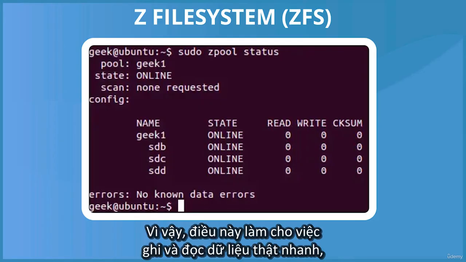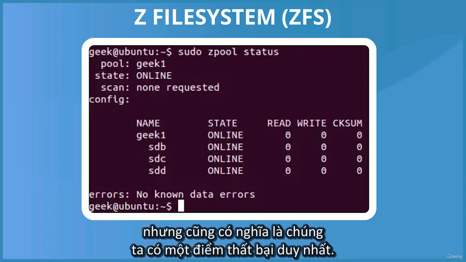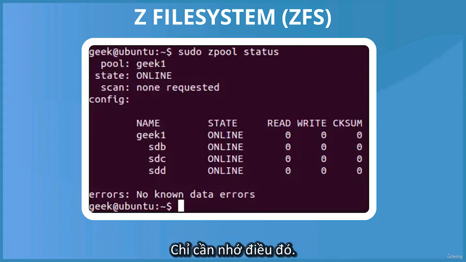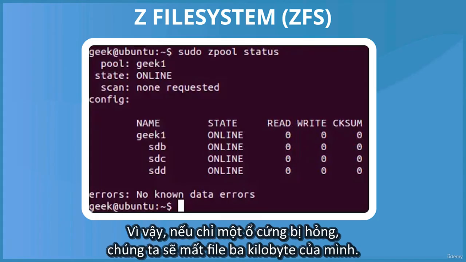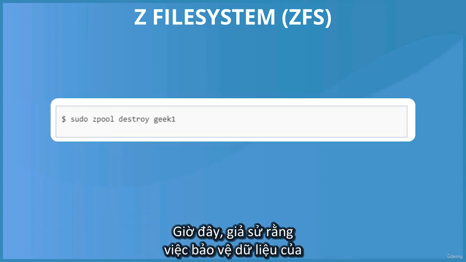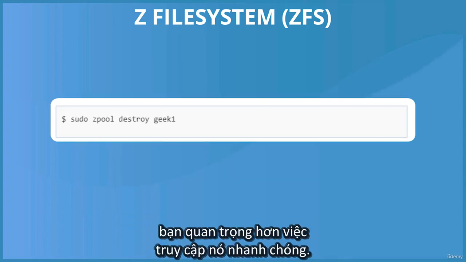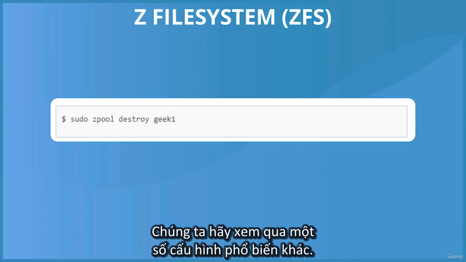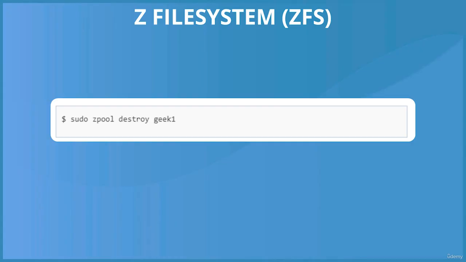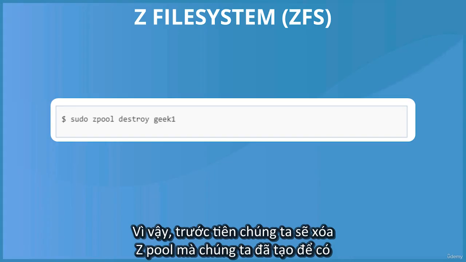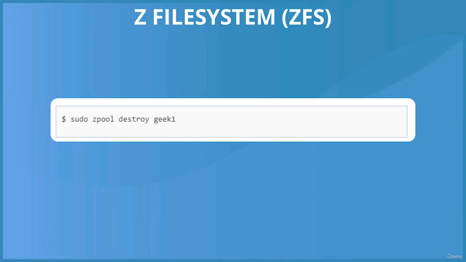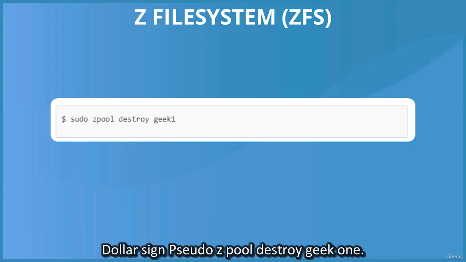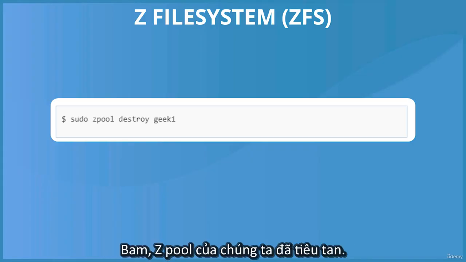Right? So this makes writing and reading data really fast, but it also means we have a single point of failure. Just keep that in mind. So if just one hard drive fails, we'll lose our 3 kilobyte file. Now, assuming that protecting your data is more important than accessing it quickly, let's just take a look at some of the other popular setups. So first, we'll just delete the zpool that we created so we can use these disks in a more redundant setup. $sudo zpool destroy geek1. Bam! There goes our zpool.